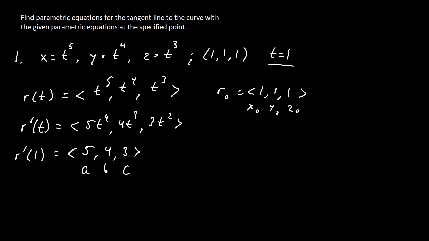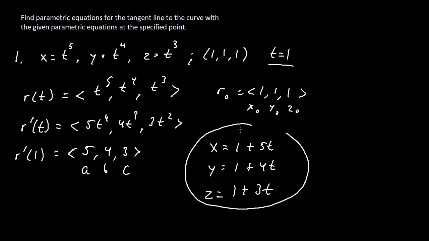So once again, in order to write these parametric equations, the first one, x, is going to equal x naught, which is 1, plus a times t, so a is 5, so we get 5t. Now y is going to equal y naught, which is also 1, plus b times t, so that would be 4t. And then z is going to equal z naught, which is also 1, plus c times t, so that would be 3t. So those are going to be the parametric equations.